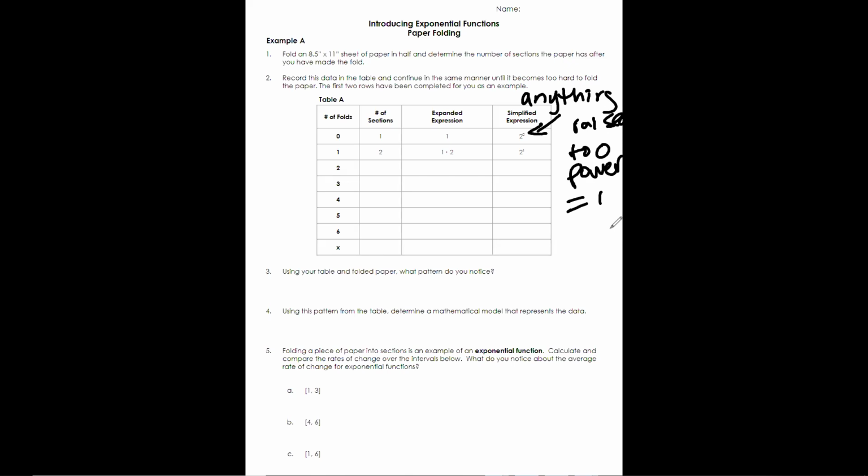Now, if we take our paper and we fold it again, so we folded it twice, how many sections do we have? We have 4, right? Okay, so filling in our table, we have 4 sections. And the way we expand that is we took 1 section times 2 sections times 2 sections. So what's 1 times 2 times 2? That's 4. We can also represent that as 2 raised to the second power. Everybody see it?